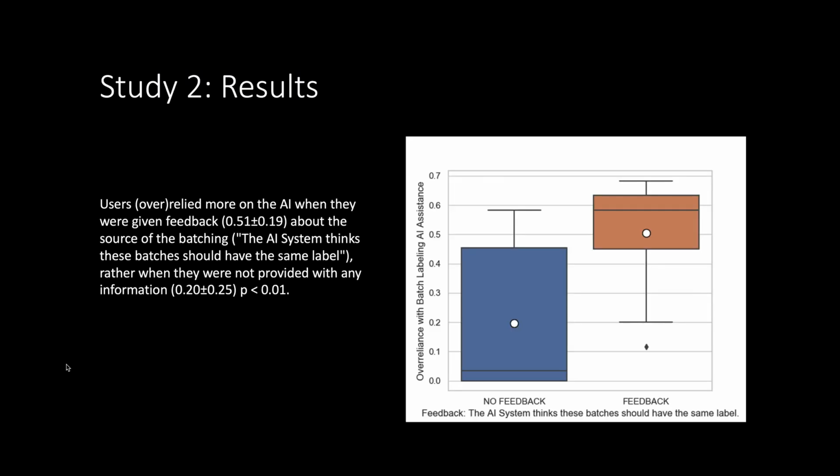We found that users over-relied more on the system when they were given this feedback about the source of the batching, rather than when they were not provided the information.